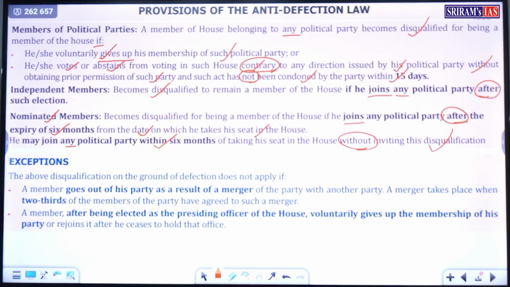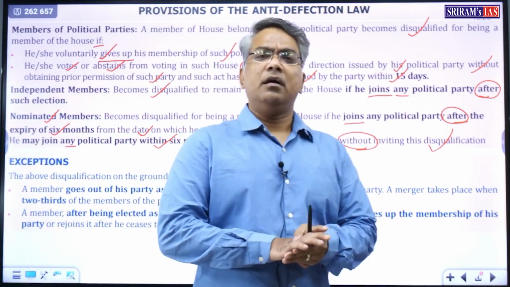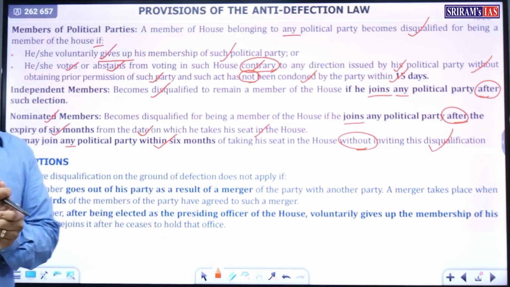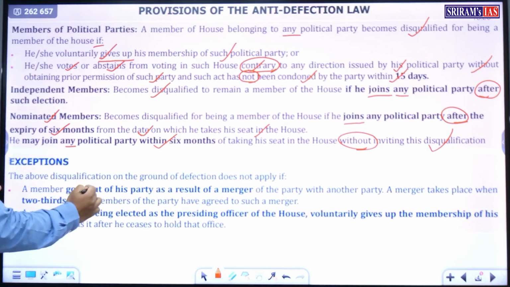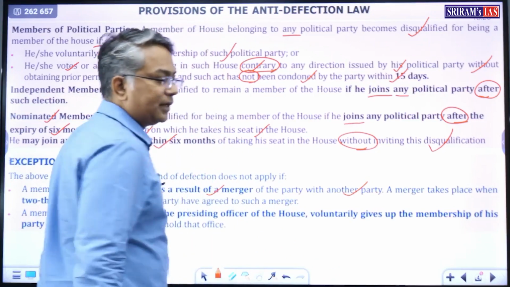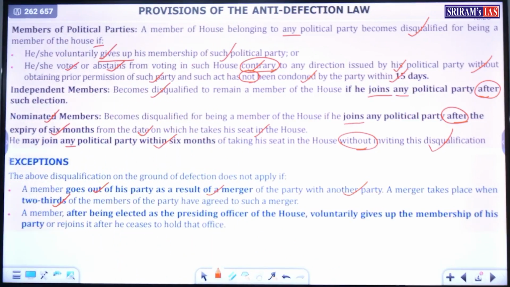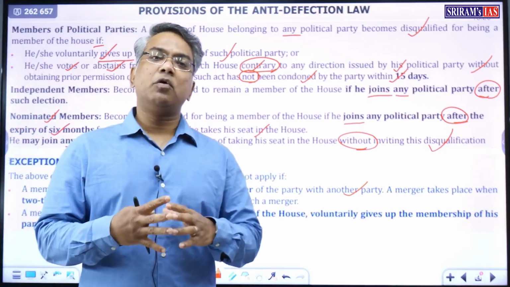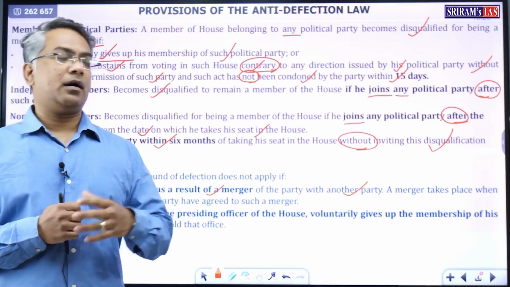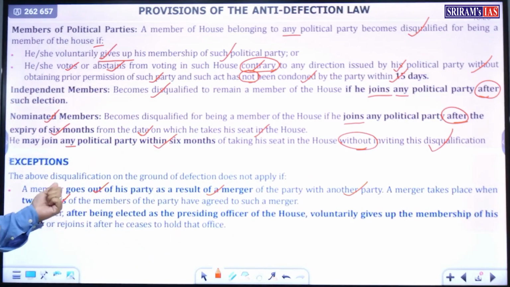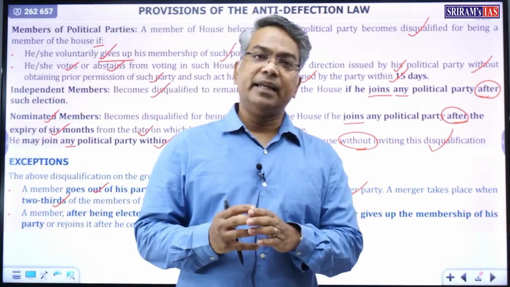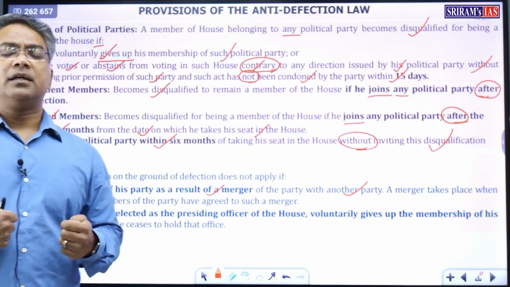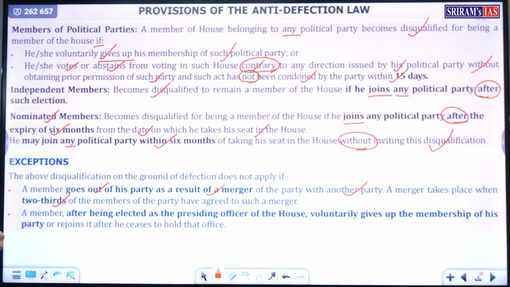Okay. So what are the exceptions? One of the exceptions is merger. Merger by 2/3 of the members, they accept the merger. A member goes out of his party as a result of a merger of the party with another party. A merger takes place when 2/3 of the members of the party have agreed to such a merger. For the merger to happen, the condition is that 2/3 of the members should accept the merger. Then the members leaving the party and joining another party, and the members staying with the party, are not disqualified on the grounds of defection. That is, it is an exception.